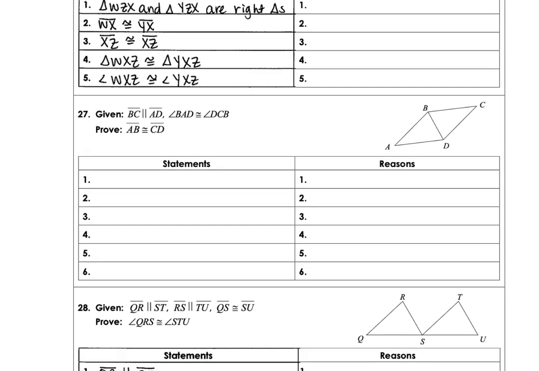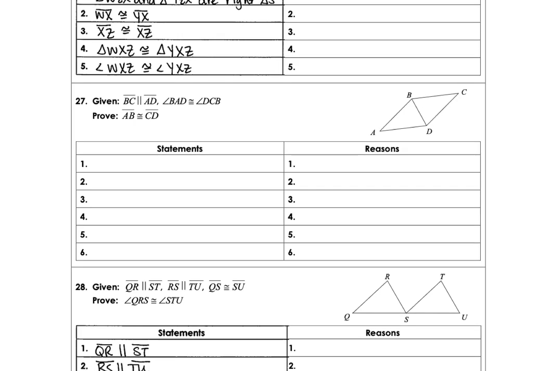Let's do 27. It's the most steps, and you don't have your left side. They say BC is parallel to AD, so mark that. BC parallel to AD, and then angle BAD. If it's BAD, what is your vertex? A. It's always the middle letter. So BAD is right here. DCB is right here. Okay, so those are your givens.